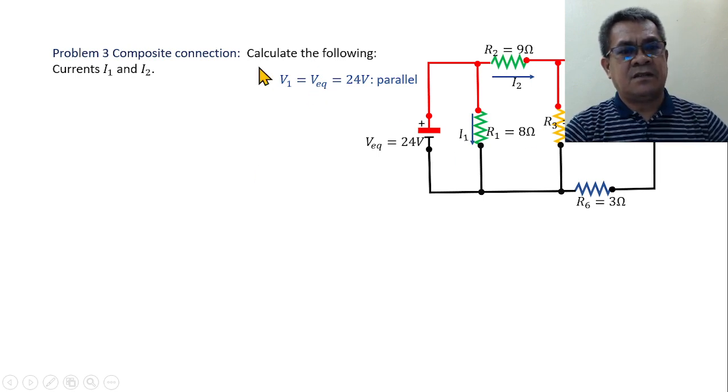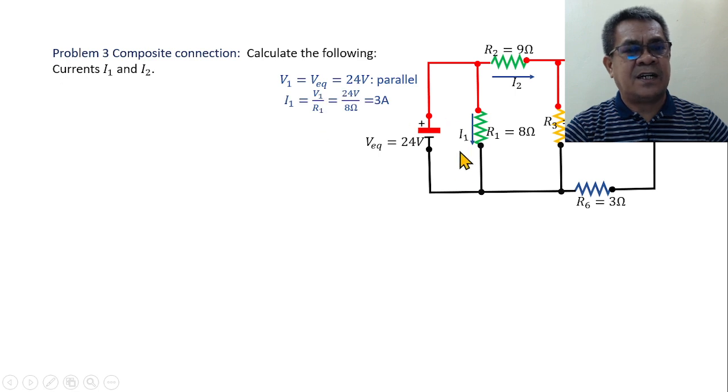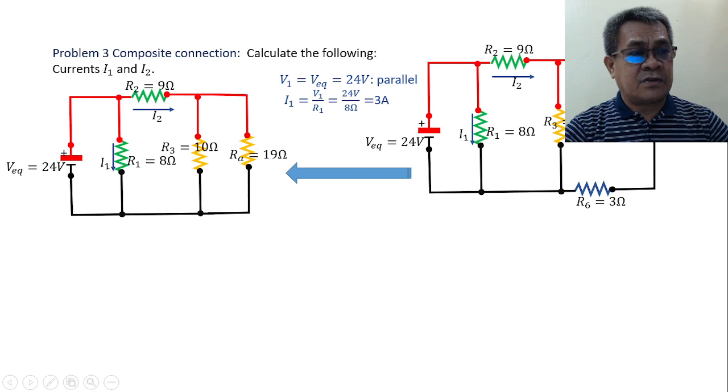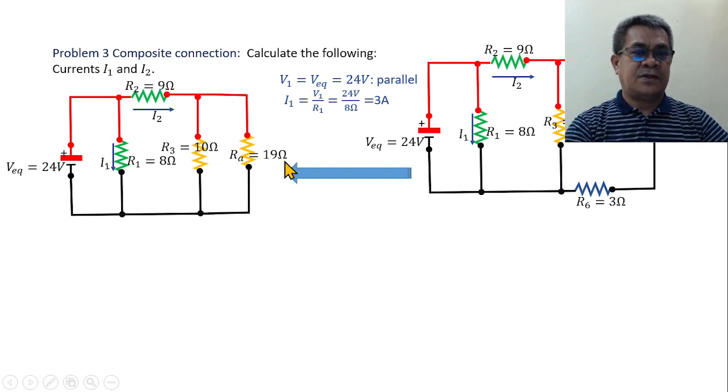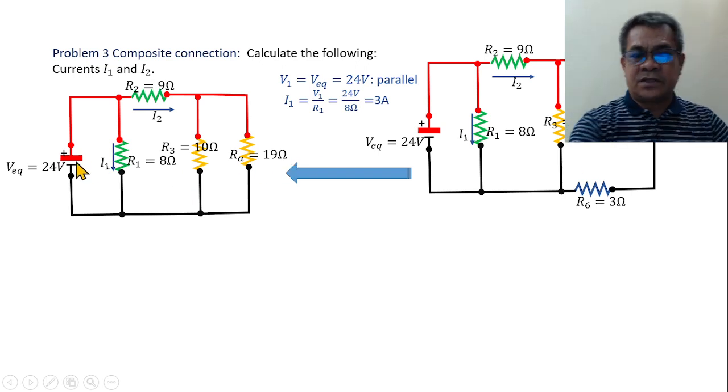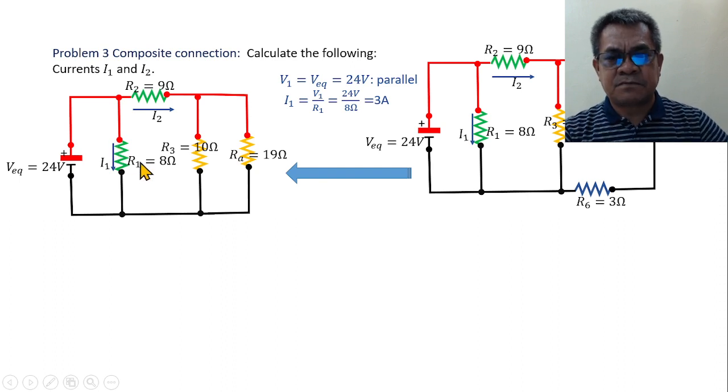By the way, again, we have V1, whatever voltage here, which is 24. Which means that I can be easily solved as 3 amps. Very easy. So, we can convert this by combining R4, R5, and R6. And this is now how much? 11 plus 5 plus 3 equals 19. So, from this drawing to this drawing.